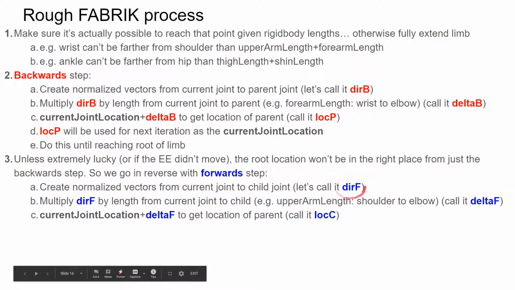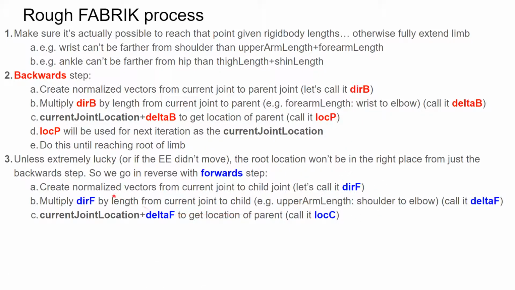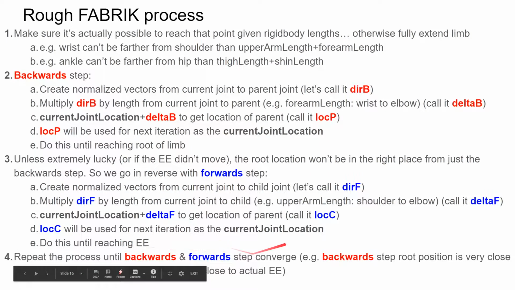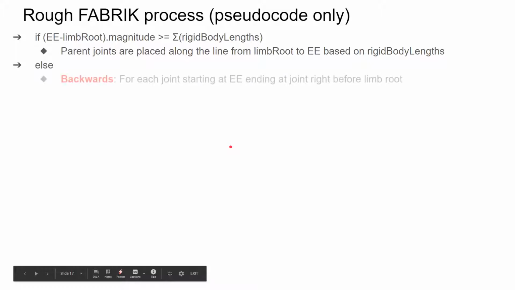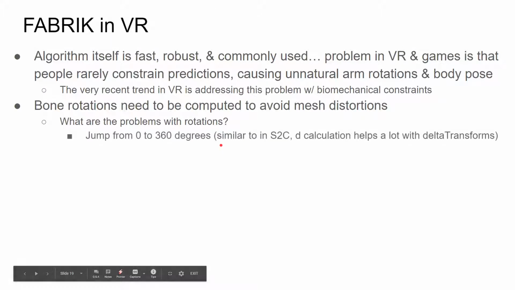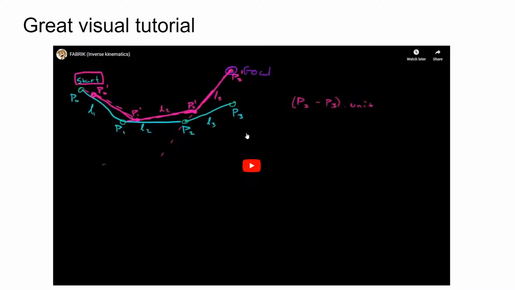But again, this is basically the same process. You figure out the direction to the next joint. You make that vector a length that is essentially how long that rigid body can be, like from your shoulder to your elbow, for example, can only be a certain length. And then you add it to the shoulder, and that will give you the predicted elbow location in the forward step. And then you keep doing this until you reach the end effector, and you keep doing this over and over until they converge. So I left some pseudocode here if you ever want to implement it yourself. Oh god, I held it too fast.